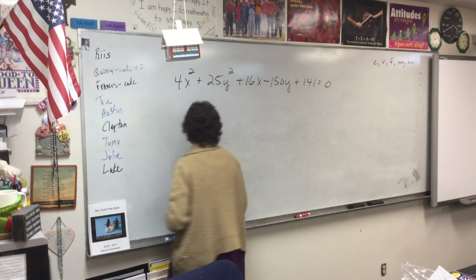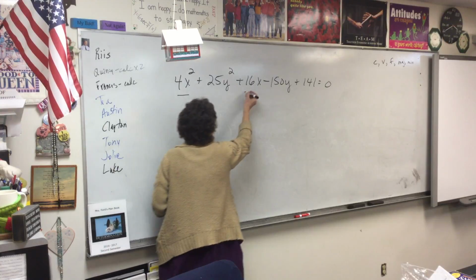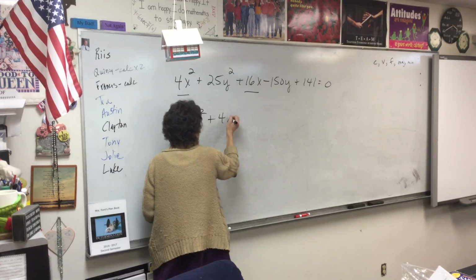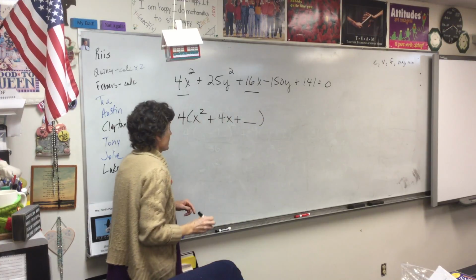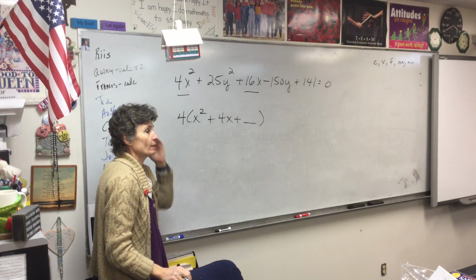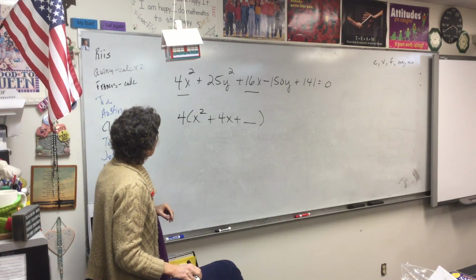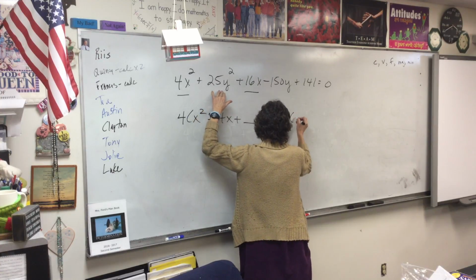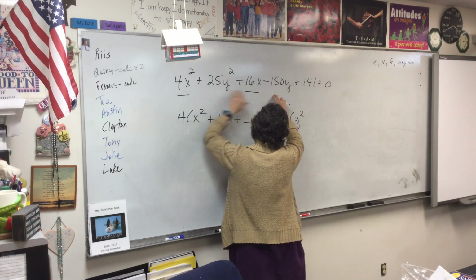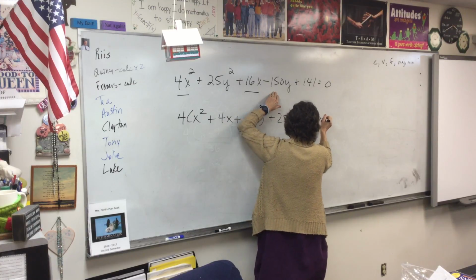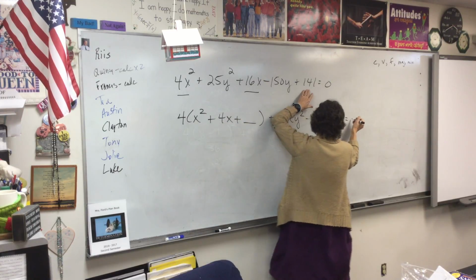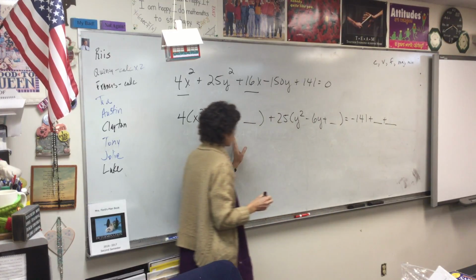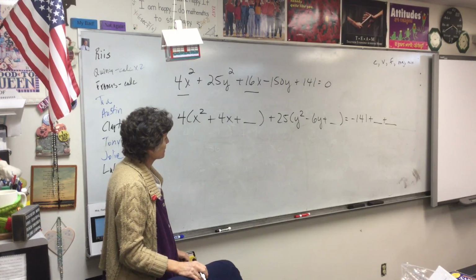So here we go. Remember how we do this? We put our x terms together and pull out the coefficients. So x squared plus 4x. And then we leave a little blank there because we know we're going to be completing the square, right? All right, so then we go to our y's, same thing, only we're going to take out a 25. So that'll be y squared minus 6y. Move the 141 to the other side and leave 2 blanks, because we're going to add 2 things on this side, we got to add 2 things on that side.